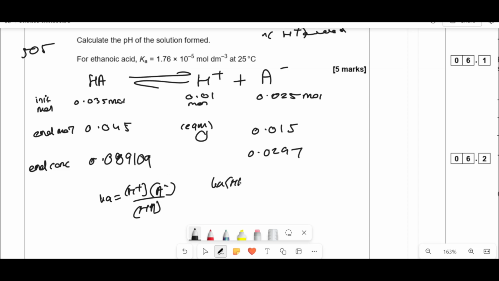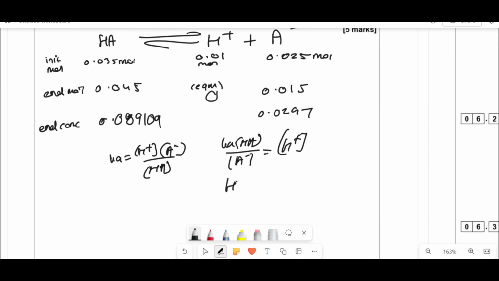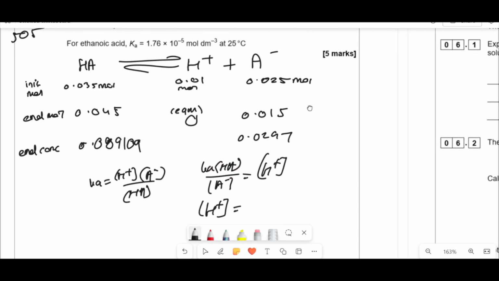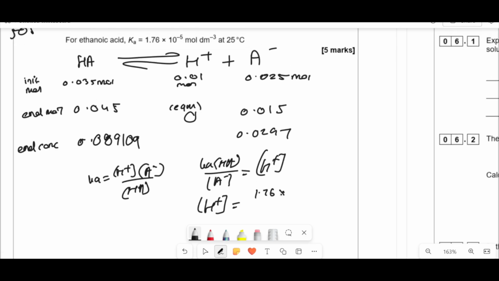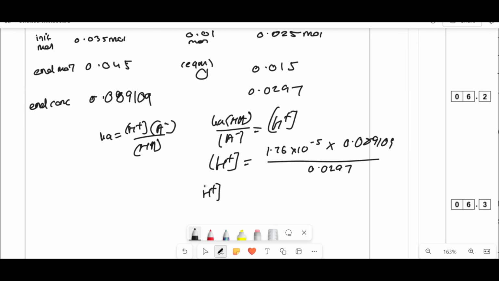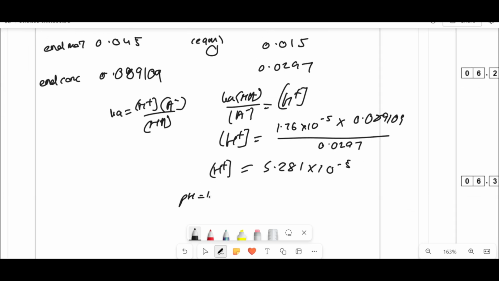So then Ka times [HA] over [A-] equals [H+]. So if we now put the numbers in, [H+] is going to equal Ka, which was 1.76 times 10 to the minus 5, times the [HA], which we just worked out after this stuff's been done, so 0.089109, all over the A-, which is 0.0297. Our new [H+] is going to equal 5.281 times 10 to the minus 5. So then the pH is just negative log to the base 10 of your answer. And if I do that, we end up getting 4.277, which is roughly 4.28, because 2 decimal places.